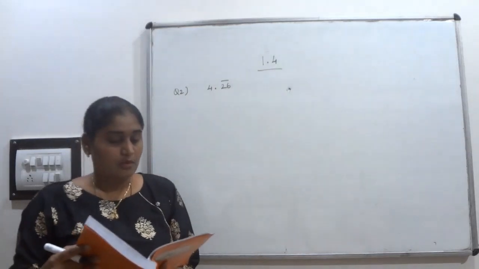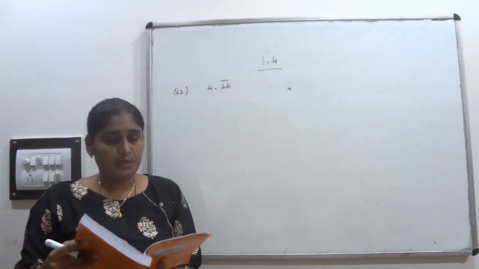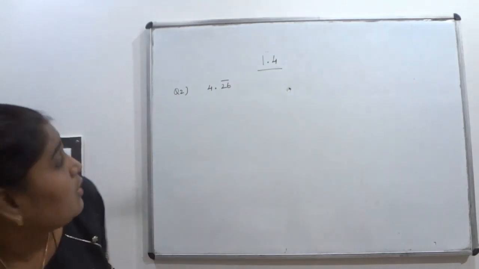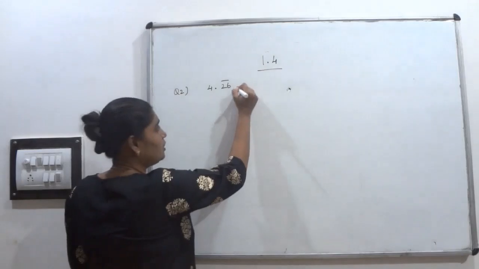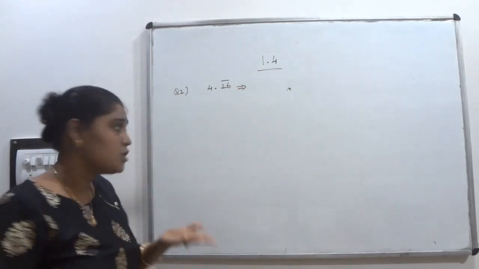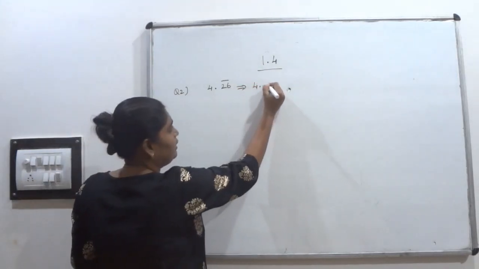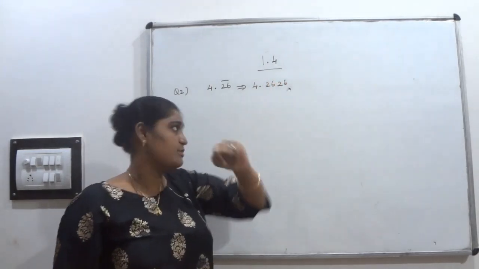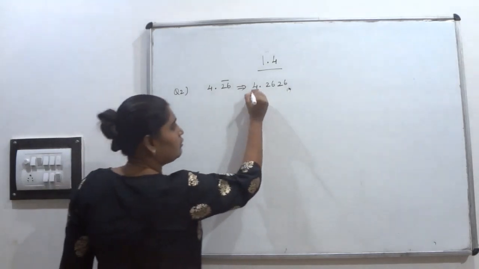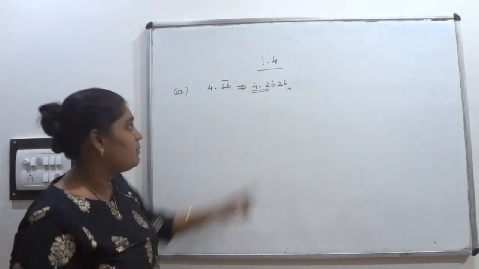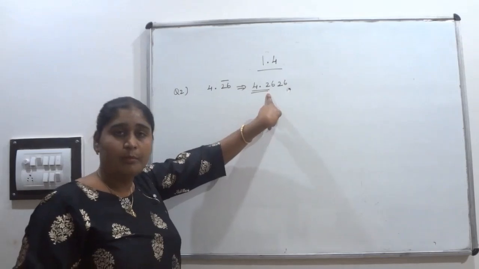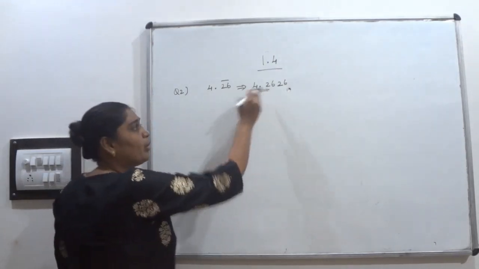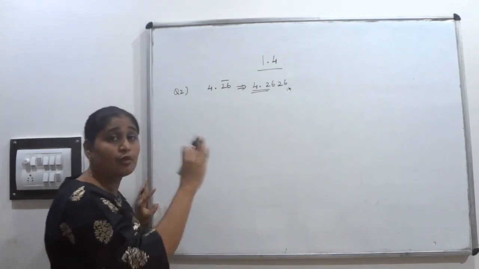Question number 2. Visualize 4.26 bar on the number line up to 4 decimal places. 4 decimal places I have to show. That means 4 steps I have to show, that is 4.2626. 4 decimal places means 2626. So first I take the first decimal place, that is 0.2, so 4.2 in the question. 4.2 will lie between 4 and 5.